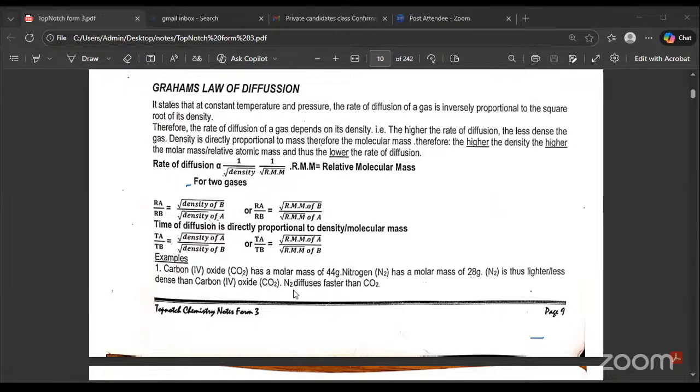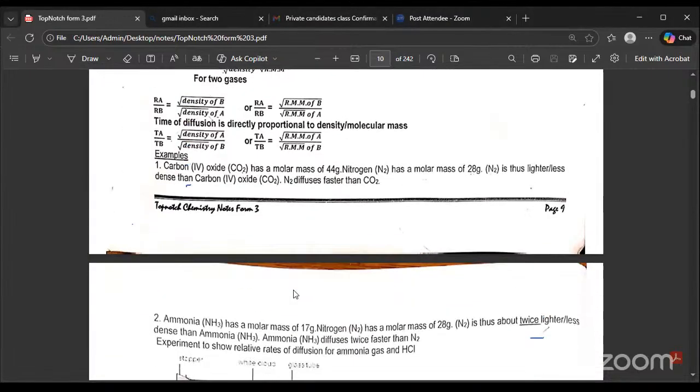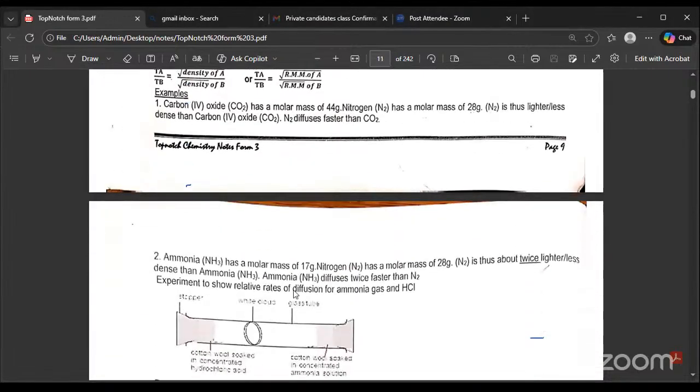Now, this one is just an example, because you have to do a calculation. Ammonia has a molar mass of 17 grams. The reason I introduced this one is that I'll be sharing another book for examples, so there's no problem. If you see me share another one, don't ask how that happened. So ammonia has a molar mass of 17. Nitrogen has a molar mass of 28.